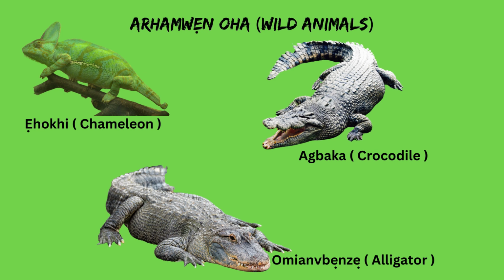Next, we're looking at Eohi, which is a chameleon. Agbaka is the crocodile. Omiameze is the alligator. Omiameze, Agbaka, Eohi.